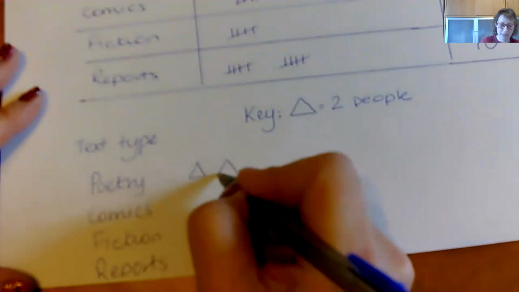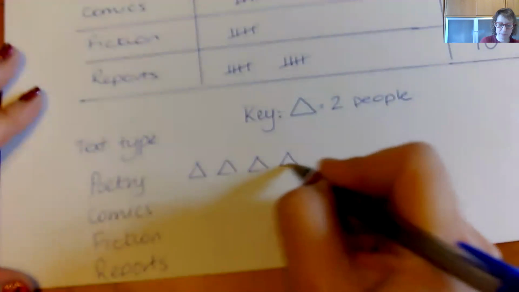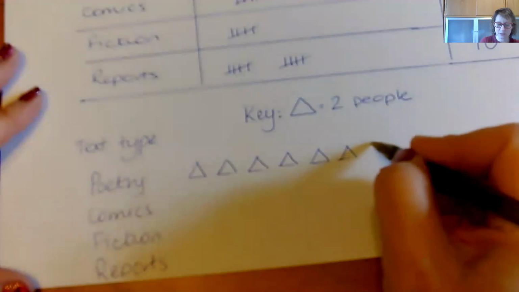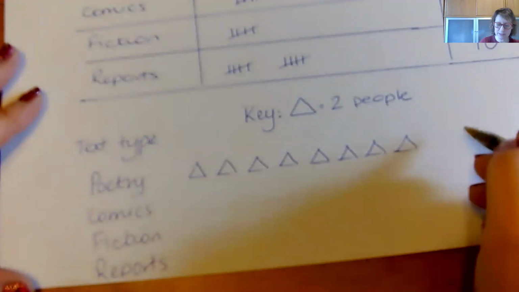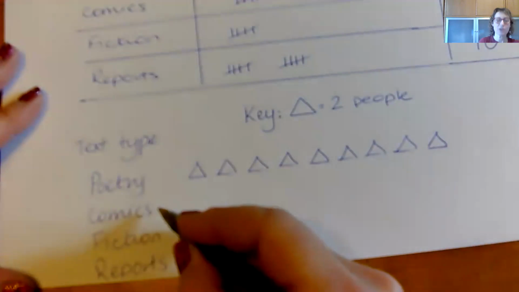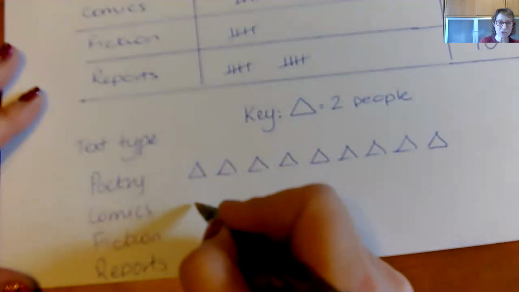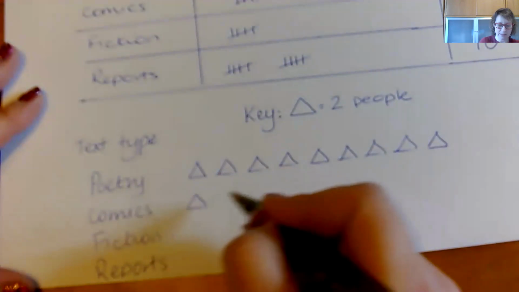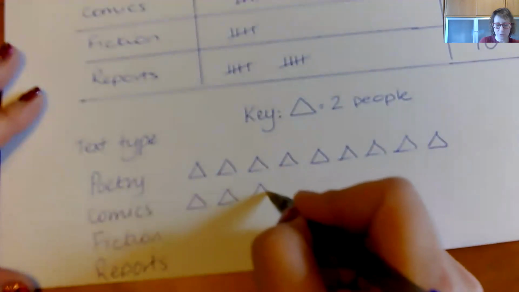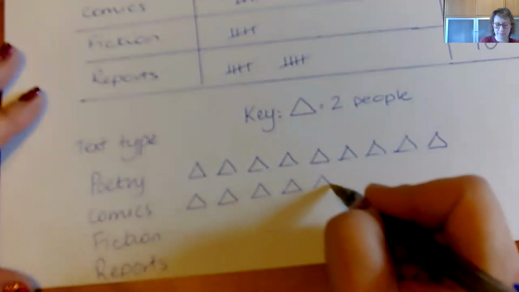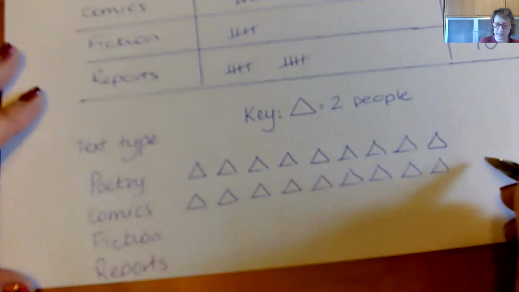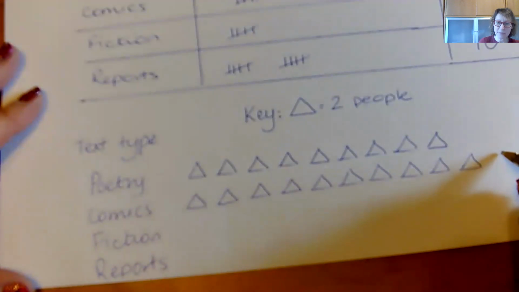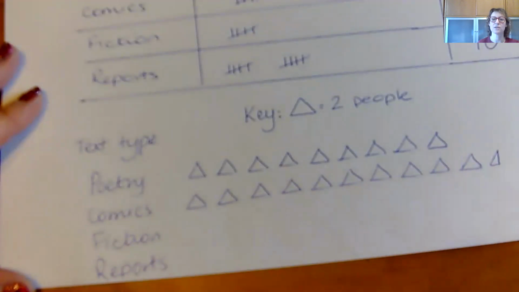So 2, 4, 6, 8, 10, 12, 14, 16, 18. For comics, I need 21. So I'm going to make sure I'm lining that up underneath. So 2, 4, 6, 8, 10, 12, 14, 16, 18, 20. And then, because there's that half one, I'm going to draw a straight line there. So that looks like a skinny triangle.